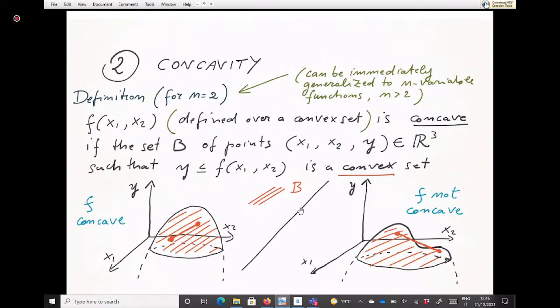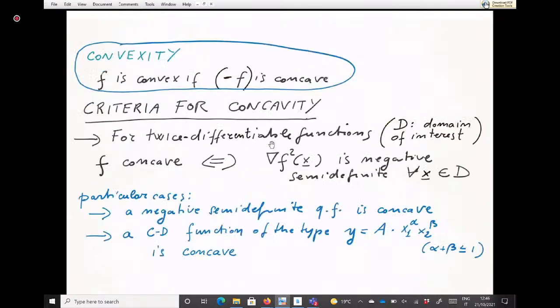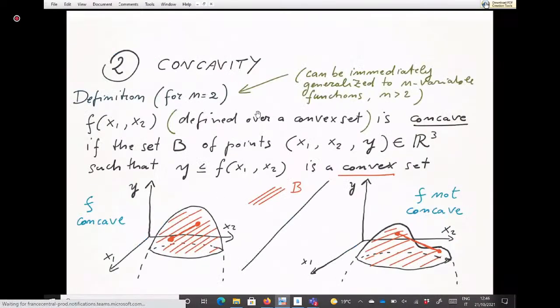Outside means lying above the surface. Clear? Okay, so this is the most general definition of a concave function. What is the definition of a convex function? It could be like this with the inequality reversed, in particular this one.